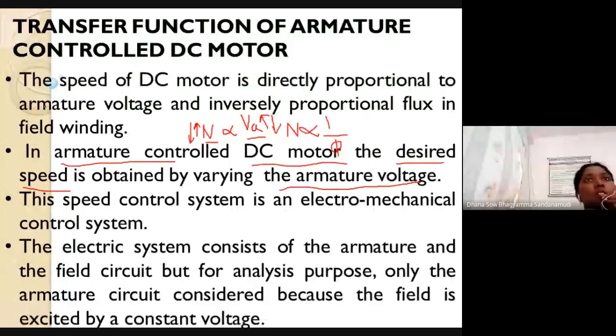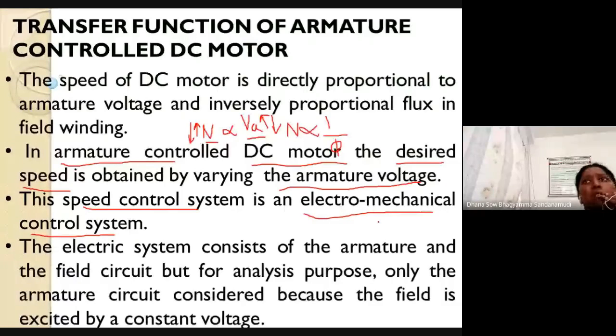This speed control method is an electromechanical control method. In order to vary the armature voltage, of course, you have to connect some rheostat and vary it, so the voltage will also vary. You can recall the experiment that you have done in the laboratory. So it is an electromechanical control system. Why? Because here the speed of the motor is varying.